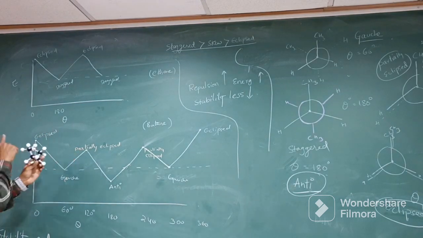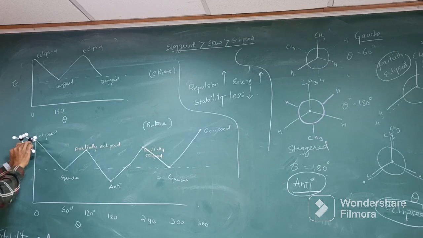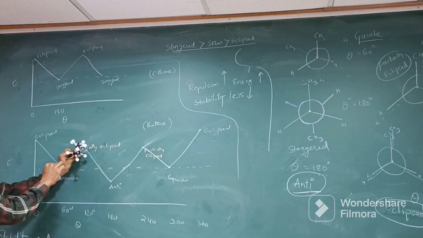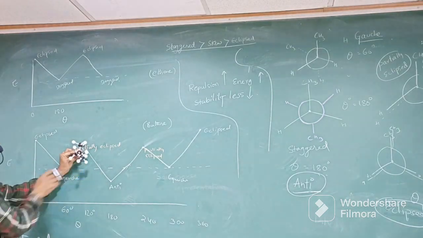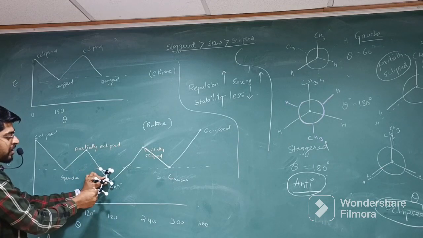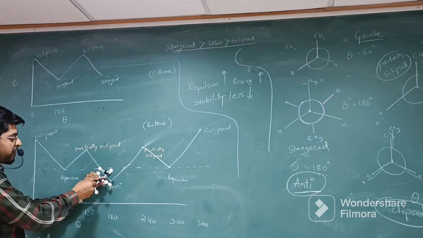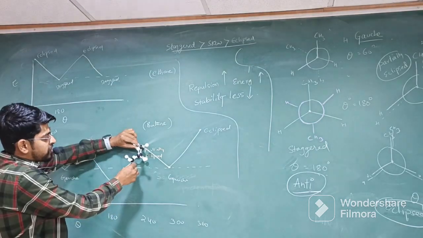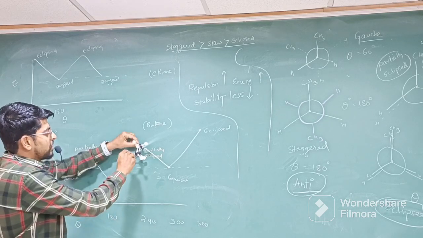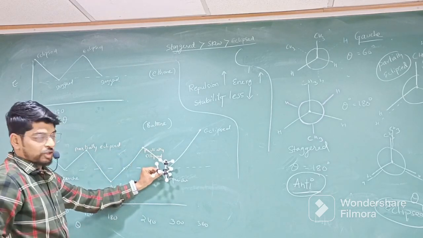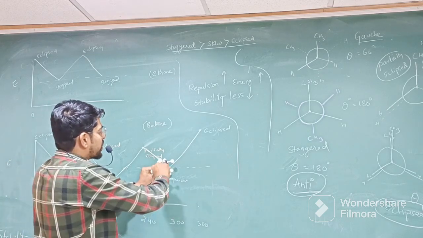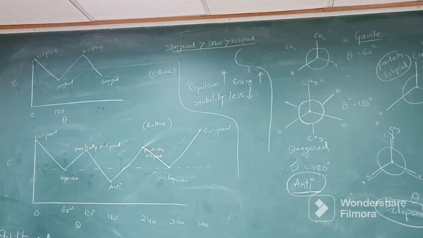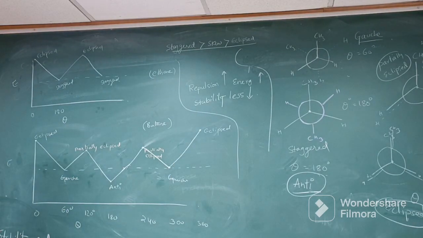Now see this, I'll just flow with the graph. Eclipsed, then comes gauche, 60. Then comes partially eclipsed, 120. Then comes anti, 180. Then if I continue the rotation, it is partially eclipsed again. Can you see partially eclipsed now? So it is 240. Then again I am rotating, then 300 comes gauche form. Then completing the rotation, 360, eclipsed form. Is the energy order and the type of dihedral angle clear? So this is the stability order. You can make a note.